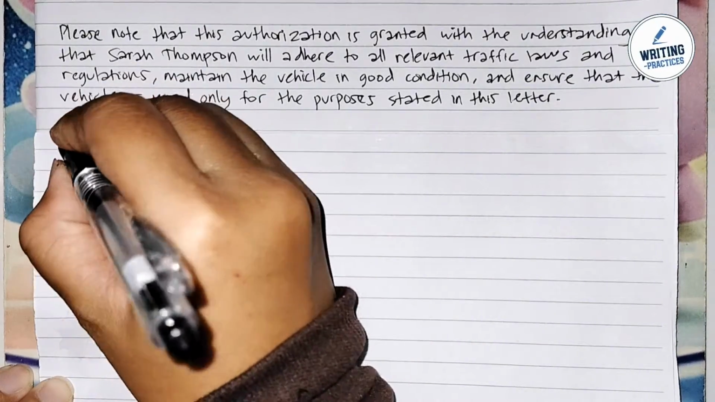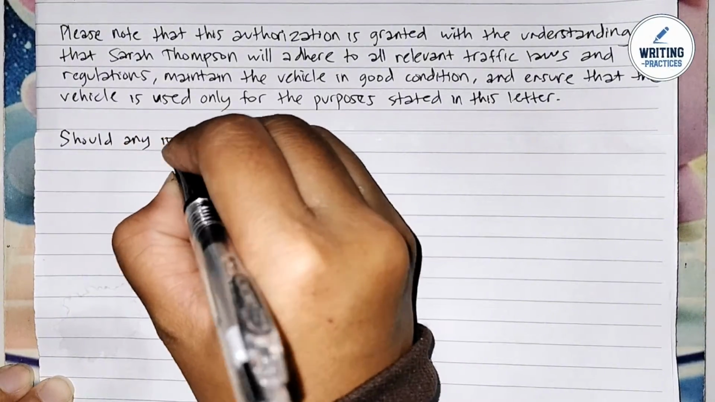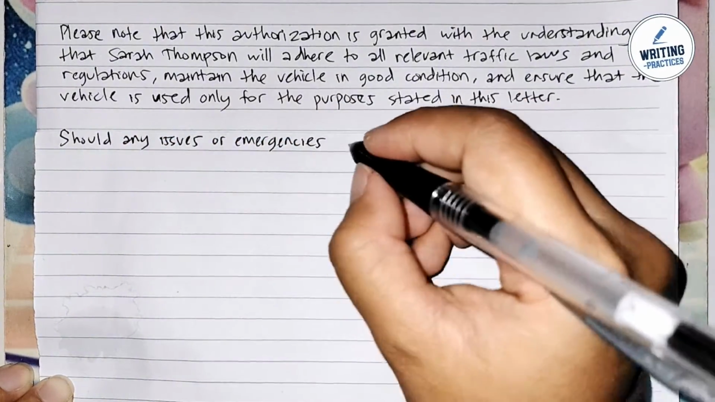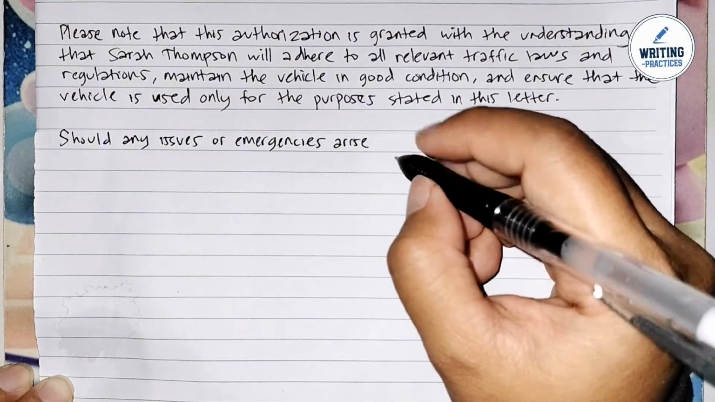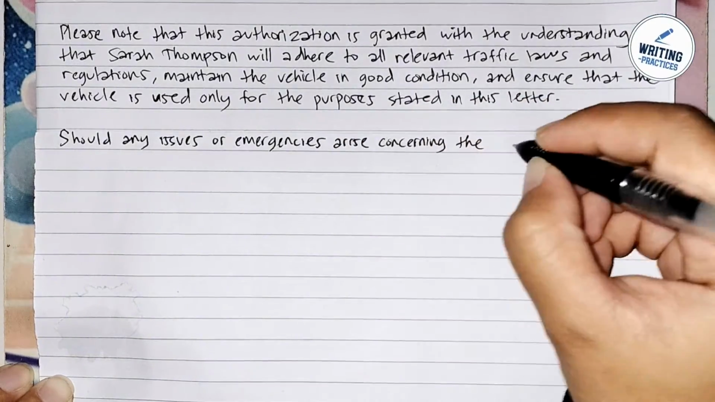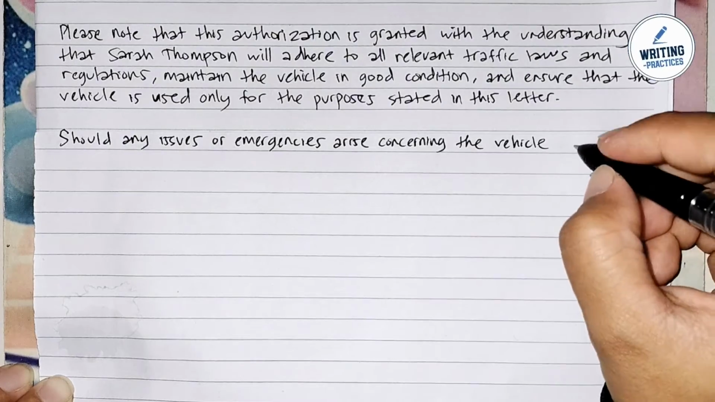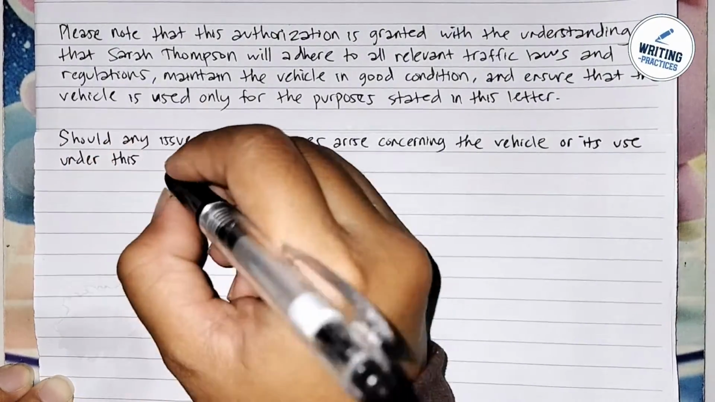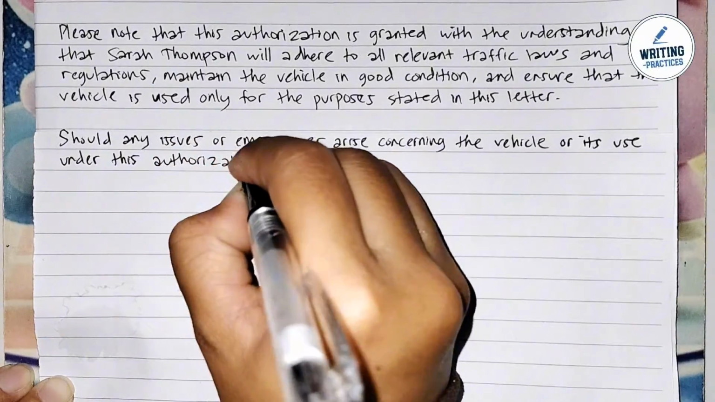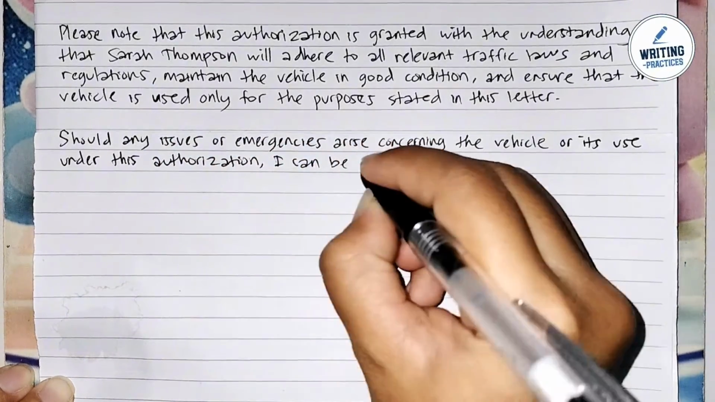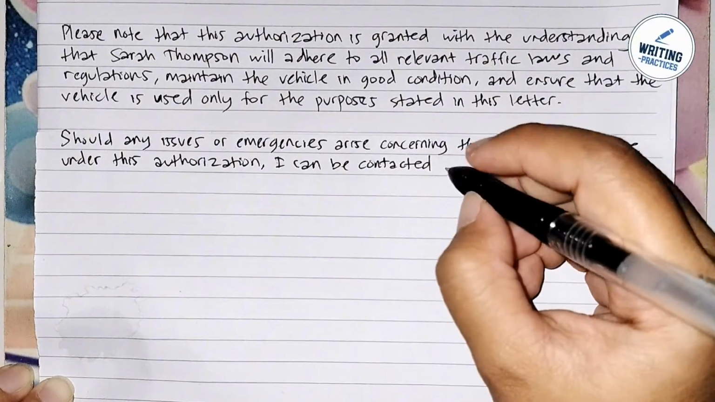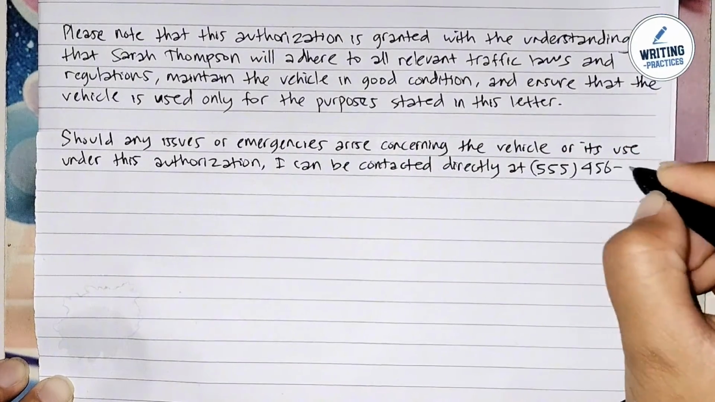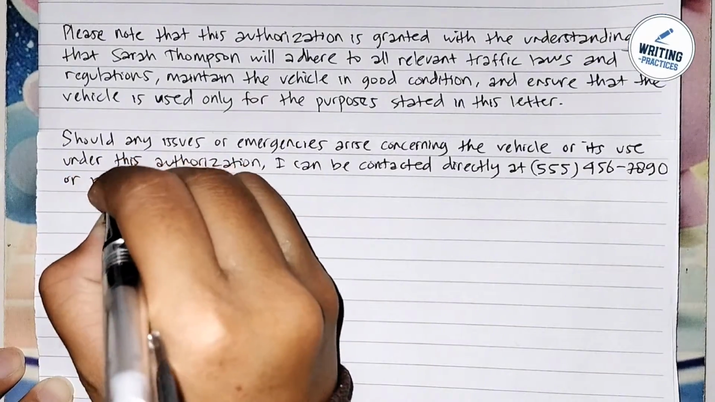In the fifth paragraph, this is the section for emergency contact information. Of course, you need to give your contact information like your phone number and email address. This is for any issues or emergencies that may arise during the authorized period. And here is how you write it. "Should any issues or emergencies arise concerning the vehicle, or its use under this authorization, I can be contacted directly at 555-456-7890, or james.wilson@email.com."